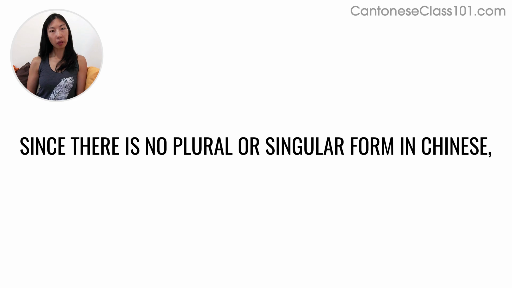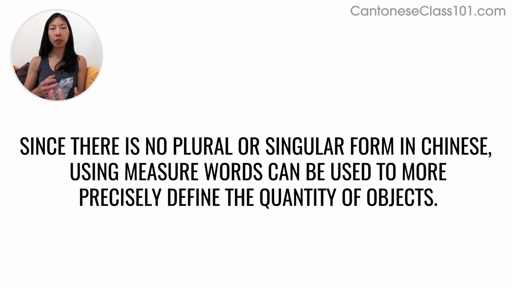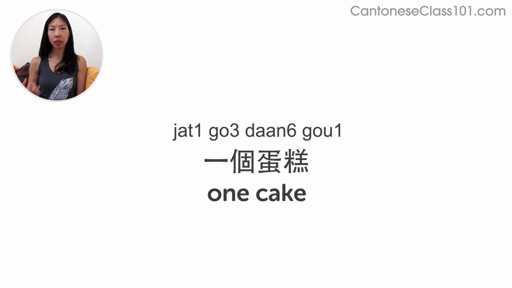Since there is no plural or singular form in Chinese, measure words can be used to more precisely define the quantity of objects. To construct a phrase with measure words for counting, first start with the amount number. For example, yat, 1. Then the measure word, for example, go, followed by the noun, for example, 蛋糕, cake. Altogether, we have 一個蛋糕, 1 cake.